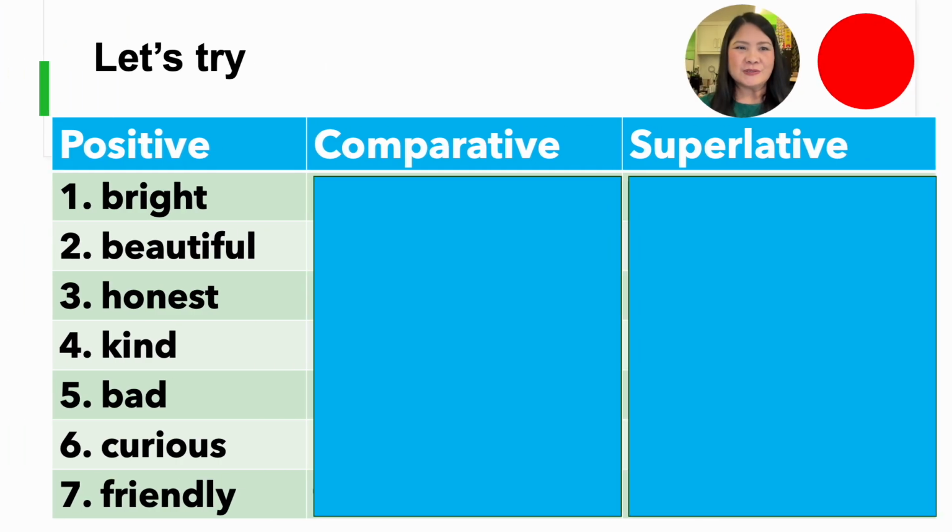Let's try these. So we have here different given items under positive: bright, beautiful, honest, kind, bad, curious, friendly. You have to give their comparative and superlative degrees. You have 1 minute to work on this. Timer starts now.